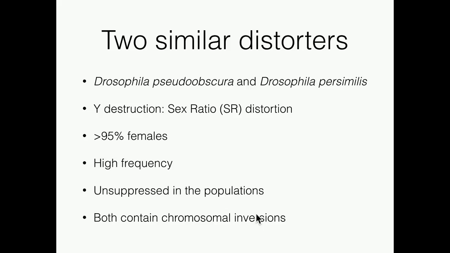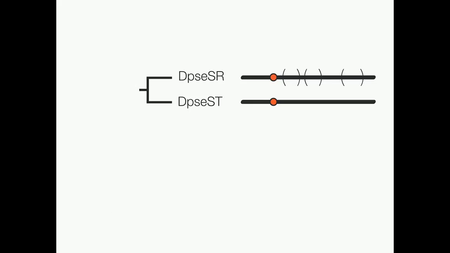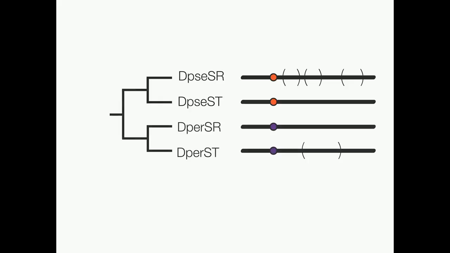And this starts with their chromosomal inversions. Drosophila pseudoobscura SR, or sex ratio, these are distorting chromosomes, contains 3 large non-overlapping inversions on the right arm of the X chromosome compared to its standard chromosome, while persimilis has just 1. So there's an inversion between the SR and standard chromosome of the same species, but you'll notice there's a strange collinearity in this diagram between this distorting chromosome of persimilis and the standard chromosome of pseudoobscura, and I'll get back to that.